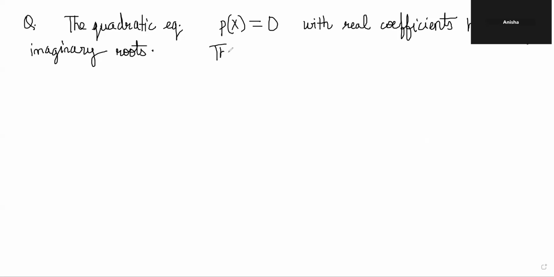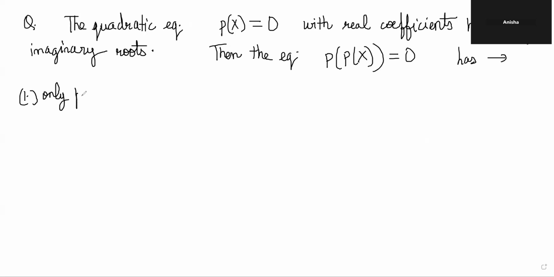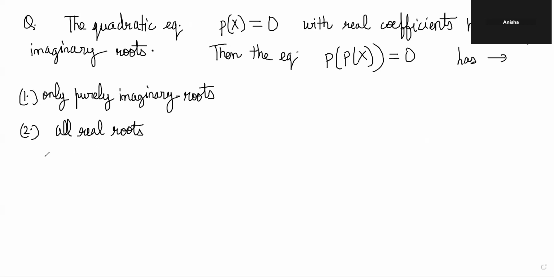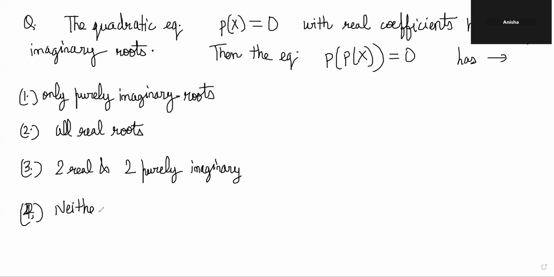Okay. Then the equation P of x is equal to 0 has only purely imaginary roots, all real roots, two real and two purely imaginary, and four, neither real nor purely imaginary.